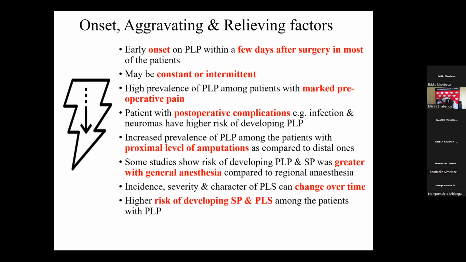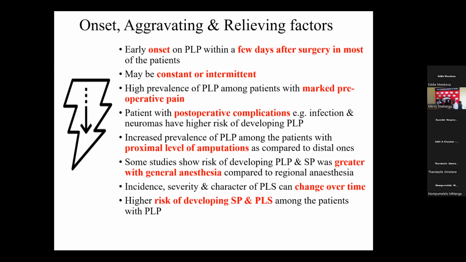What we have seen is patients who have severe pain in the preoperative period have a high chance that they will have phantom phenomenon even after amputation. Also, those who have postoperative complications, whether it is neuromas, infection, bleeding, anything that complicates the post-surgery phase, will likely bring up a preoccupation of the patient with their condition and a high chance of the development of the phantom phenomenon.